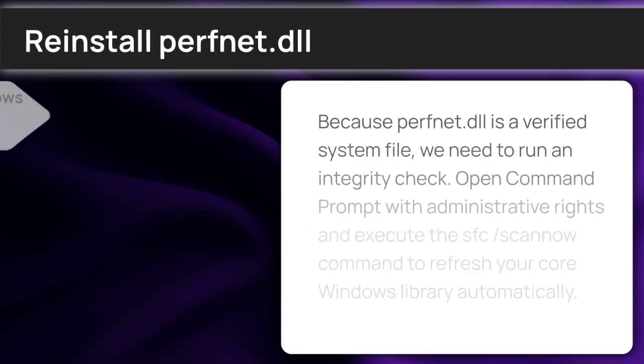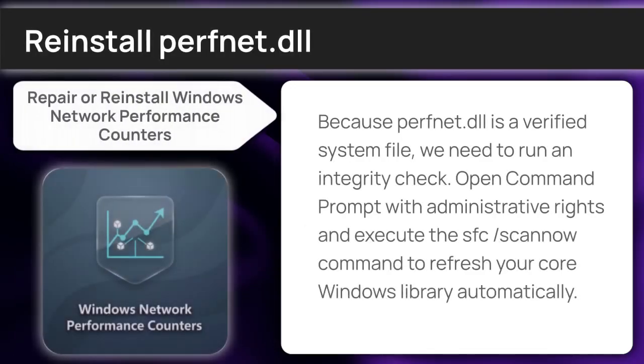Because Performance Network Library DLL is a verified system file, we need to run an integrity check. Open Command Prompt with administrative rights and execute the sfc /scannow command to refresh your core Windows library automatically.